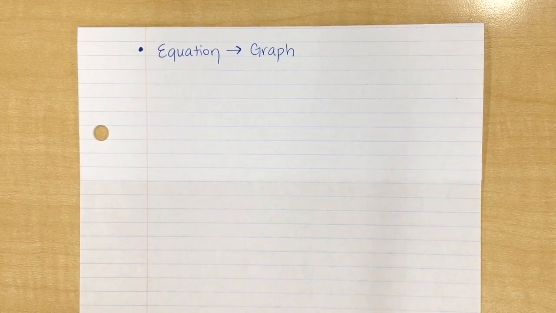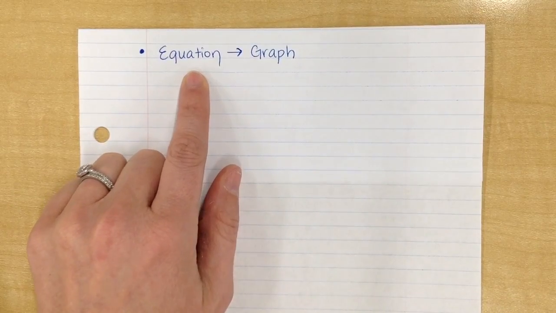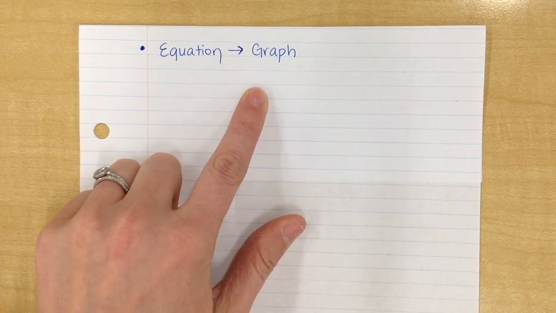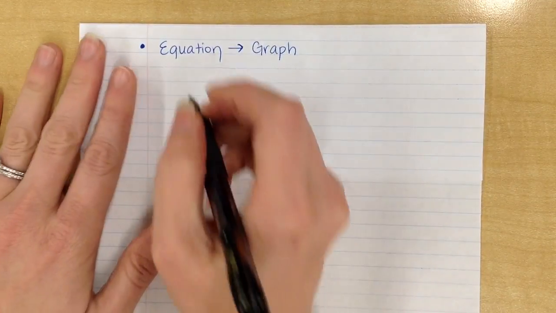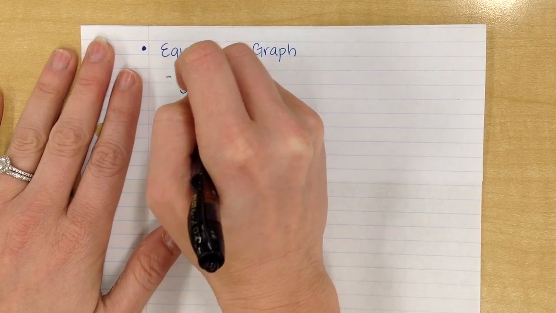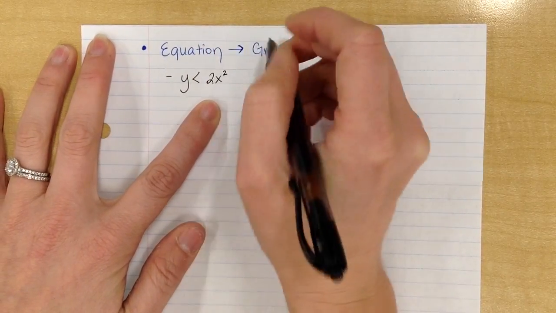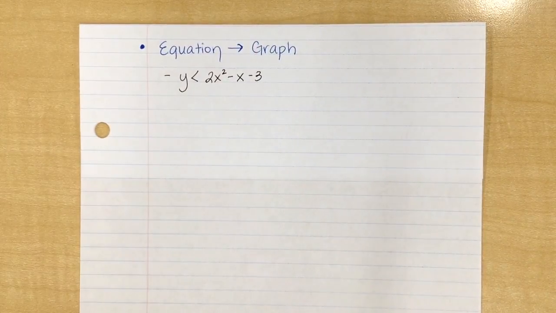The two previous tutorials were on how to convert from a graph to turn it into the equation. Now we're going to look at how to start with an equation and turn it into a graph of a nonlinear inequality. So let's take, for example, the inequality y is less than 2x squared minus x minus 3.